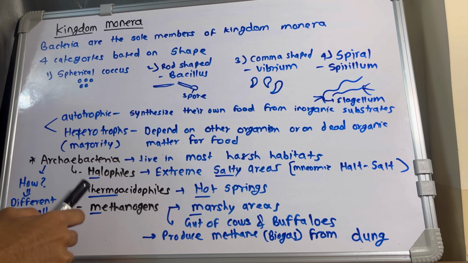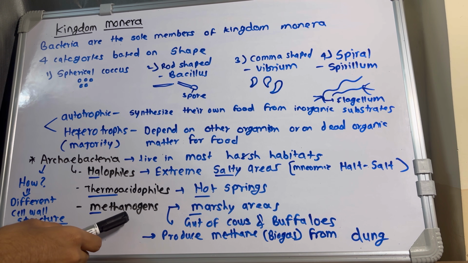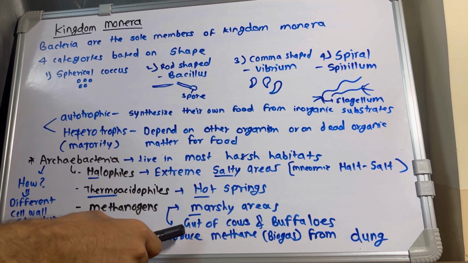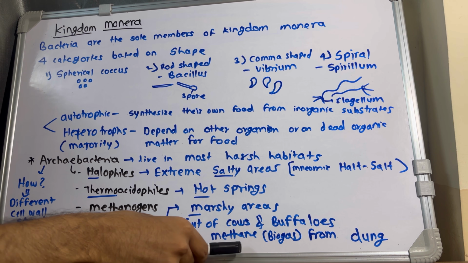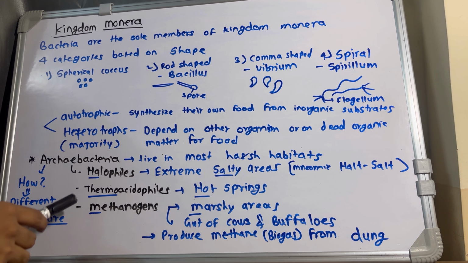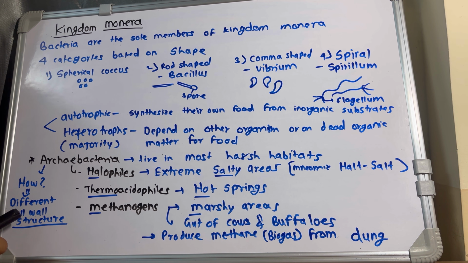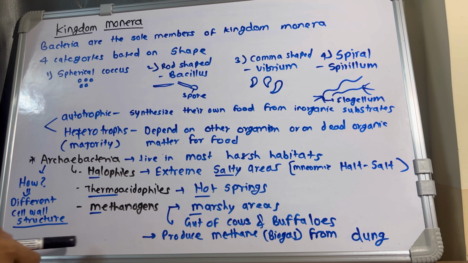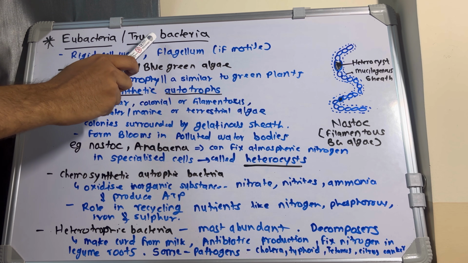Thermoacidophiles, as the name suggests thermo, they live in hot springs. And finally, methanogens. Methanogens live in marshy areas. M for methanogens, M for marshy areas. They live in the gut of cows and buffaloes and produce methane, that is the biogas, from the dung of these animals. Now you may be wondering how these archaebacteria are living in the most harsh habitats. So the answer is they have different cell wall structure which makes them able to live in the most harsh habitats.